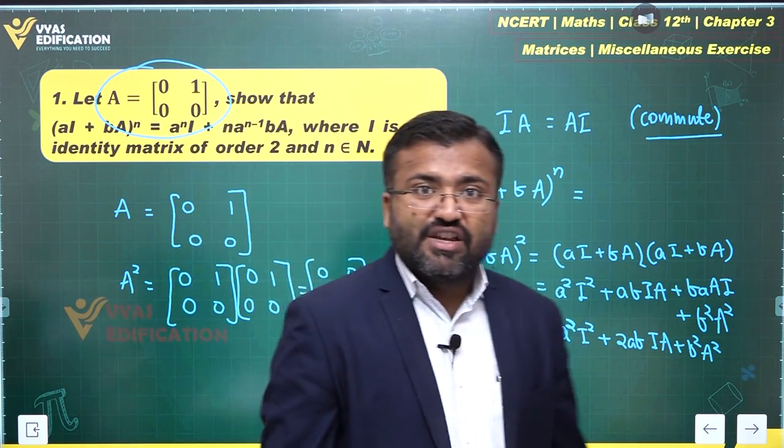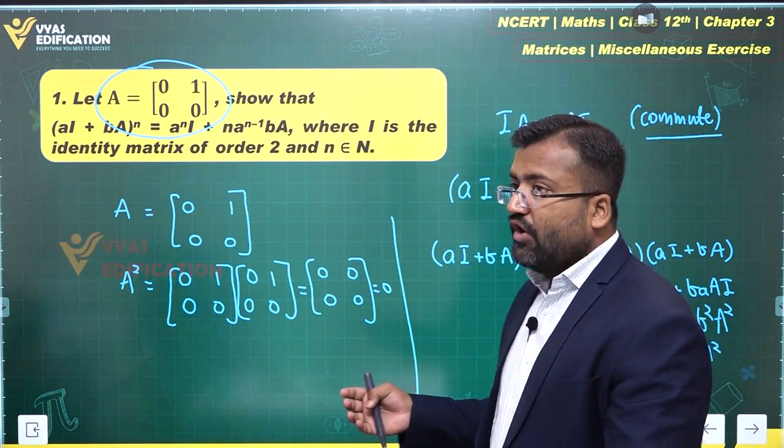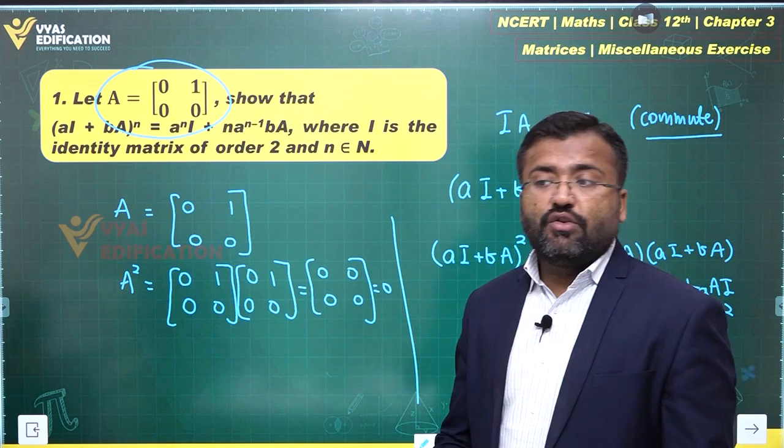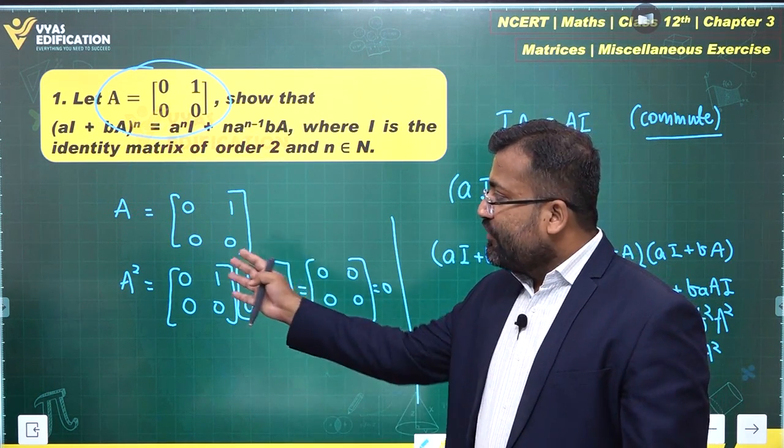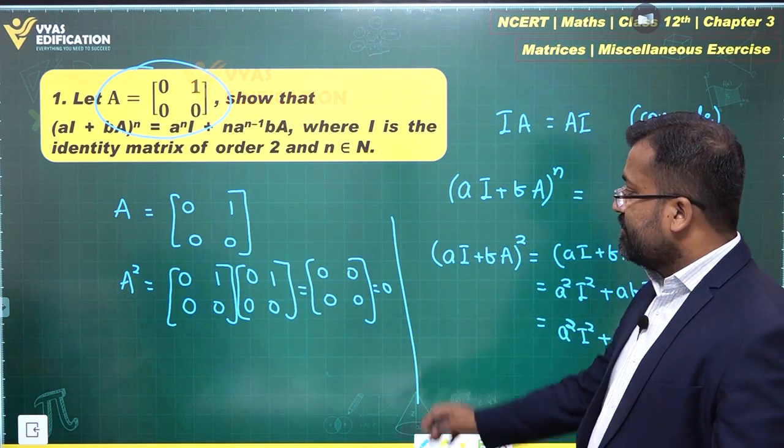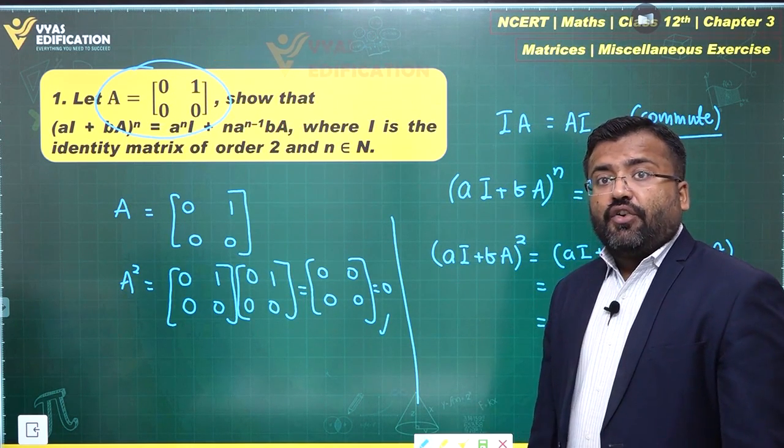And once A square is equal to 0, A power 3 would also be 0. A power 4 will also be 0. A power 5 will also be 0. All powers of A greater than or equal to 2 would be 0 for this particular matrix, right?